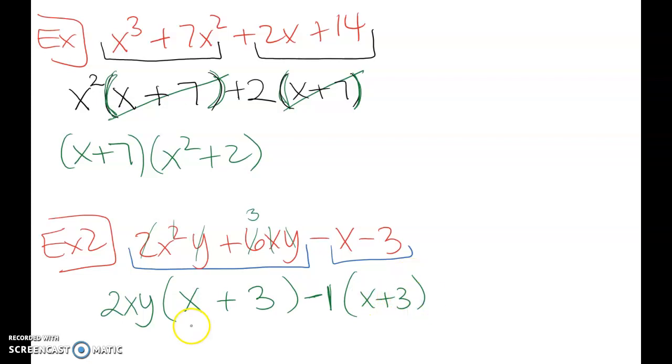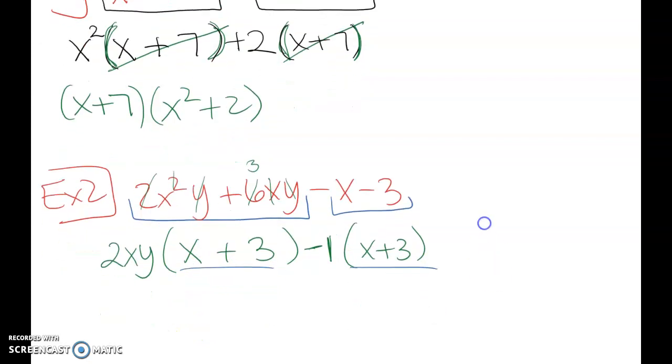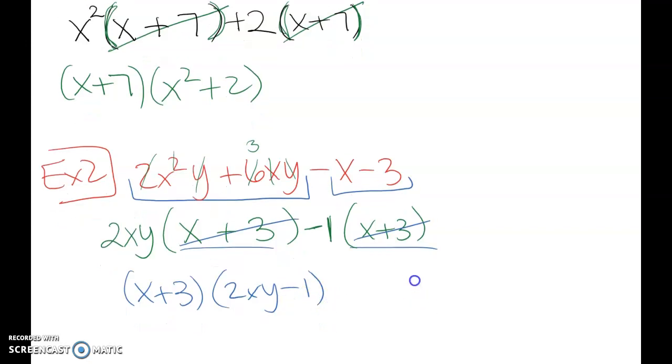So my groups match. This group and this group match, so I'm going to factor that out. And when I do that, I'm left with 2xy minus 1. So that is factor by grouping.